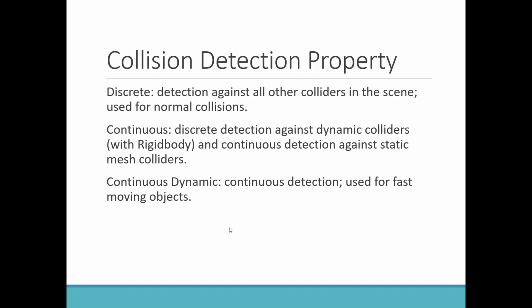And then it will use continuous detection against the static ones, the ones that are meant to be still in your scene. Continuous dynamic, this is doing continuous detection for all objects. So if you have something that moves really fast, this is maybe the one that you need to use. However, be careful, because when it comes to calculations, it's more demanding.